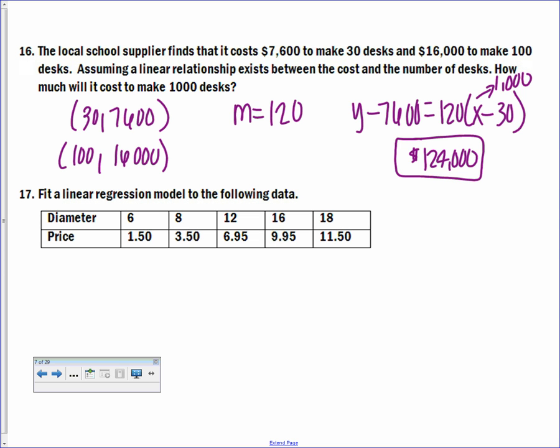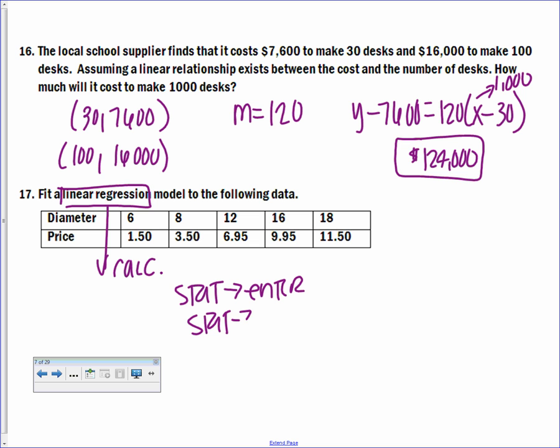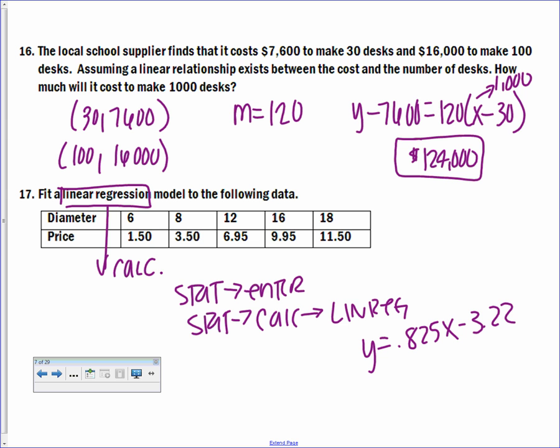Okay, and 17 should be the easiest question on the exam. Fit linear regression model. Anytime you see regression, you think calculator. Okay, on your calculator, that was under stat. Okay, first you enter in all the information, and then you go to stat, then you go to calc, and then you go lin reg. Okay, if you do that correct, and please practice this, you don't want to get the easiest one wrong. Y equals 0.825x minus 3.22.